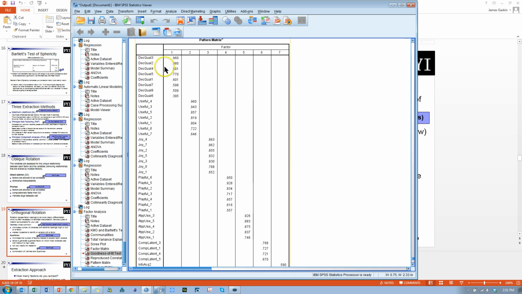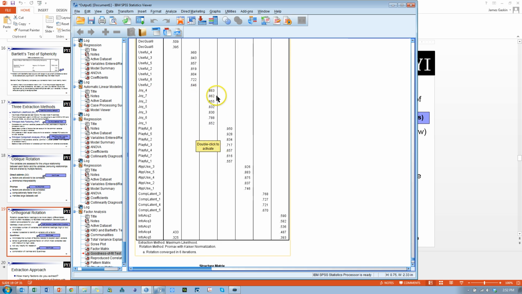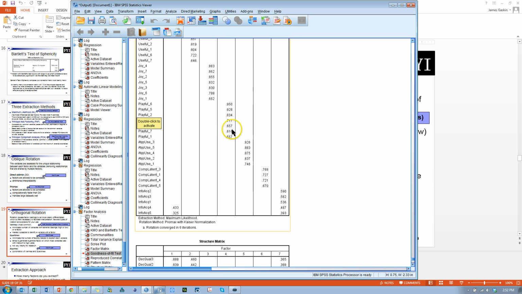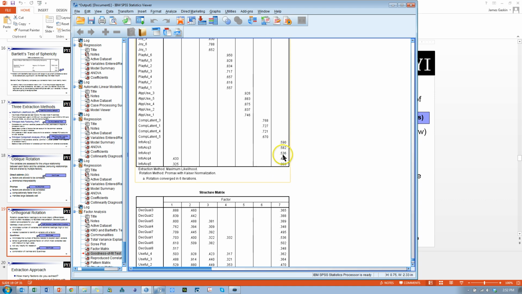We see that decision quality loads on factor 1, and they all load together, which is great. But some of them load kind of low, like decision quality 6. That's a low loading. Would I use that? Probably not. It's way below 0.5. I'd probably drop this right now, even before the CFA, but let's wait on it. Usefulness, gorgeous. Everything's above 0.5, looks fantastic. Joy, also beautiful. Playful, beautiful-ish. Atypical use, awesome. Comprehensive use, good. Information acquisition, just rotten.